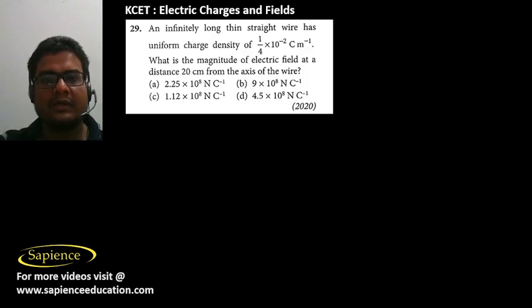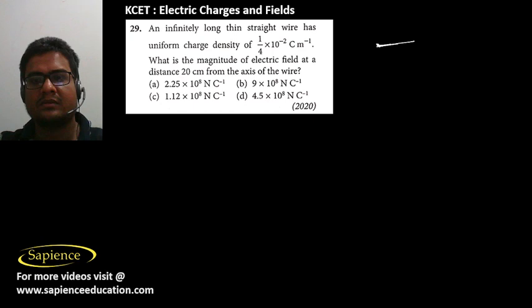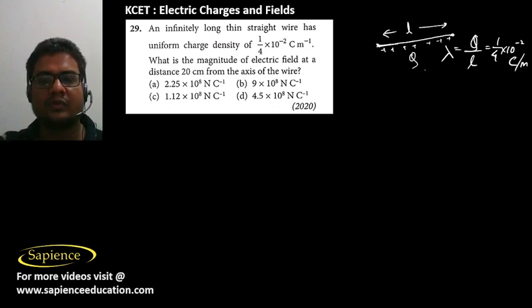Then we are told an infinitely long thin straight wire has a charge density lambda, which is the charge per unit length, q by L. What is the magnitude of the electric field at a distance of 20 centimeter from the axis? Since it is infinitely long, what is the electric field at a distance of 20 centimeter?